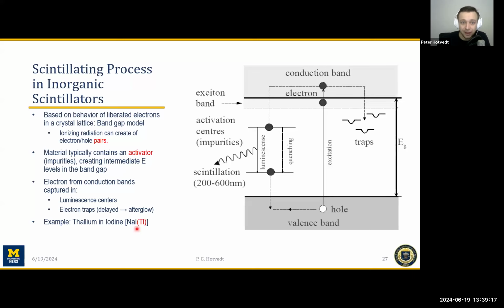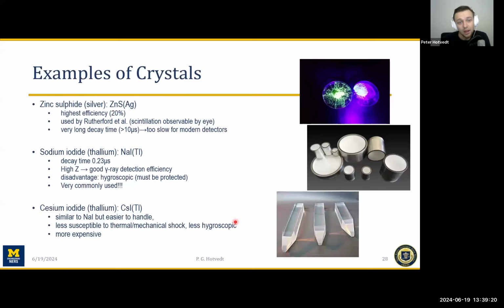So moving on, some examples of these inorganic scintillators. We have some magic light-emitting crystals. We have zinc sulfide doped with silver. Yes, you can email me if you have any questions beyond the scope. I will put my email in the chat at the end of the talk. Zinc sulfide doped with silver produces a very high efficiency in measuring gamma rays because these are all high Z materials here. It was used by Rutherford to create scintillation visible by eye. The problem with this one is that it has a very long decay time. It's far too slow for modern detectors.